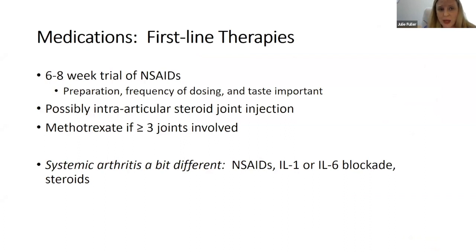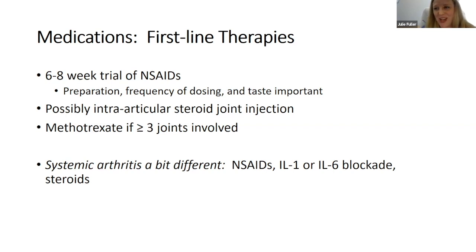So just a brief bit about medications, because that's not the main focus of this talk, but first line therapies for us in general are 6 to 8 weeks of NSAIDs. And in pediatric arthritis, the preparation, frequency, and taste are extremely important. Many of our kids can only take liquid medications, and now there's very few on the market. Ibuprofen primarily, but you have to dose high dose, higher than what's on the package label, and 3 times daily. Naproxen also comes in a liquid by prescription, and we used to have meloxicam, which is no longer on the market as a suspension, but it still can be compounded at some compounding pharmacies.